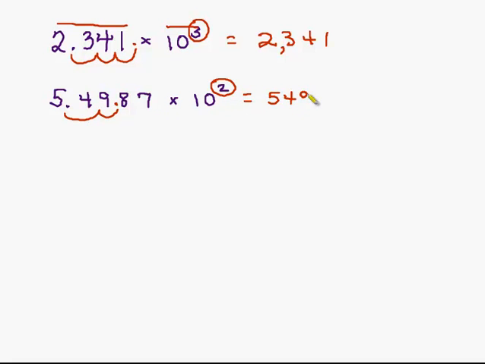So we'll have 549.87. So it's not always going to work out to where the decimal point falls at the end of the number. You can multiply a number out and get it in standard form and still have this decimal point here. That is perfectly okay. Let's do another example.